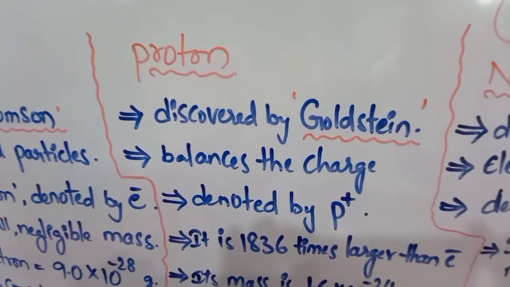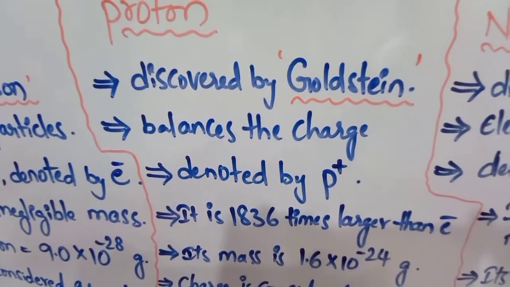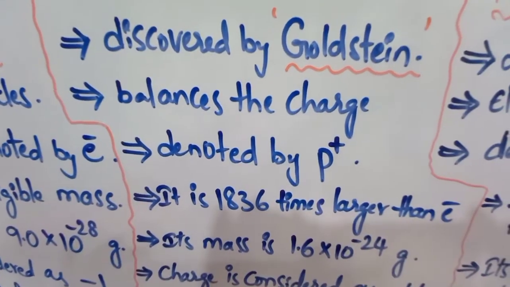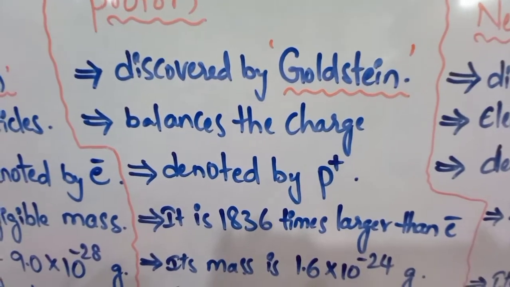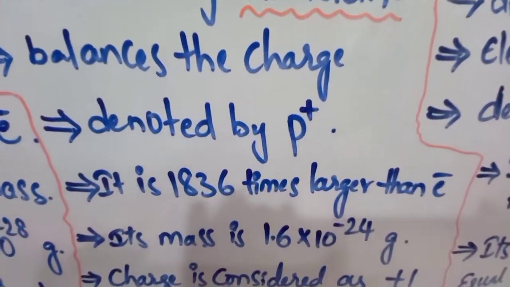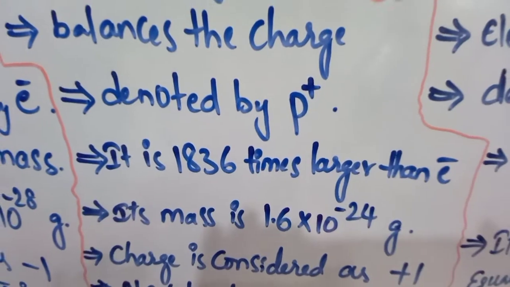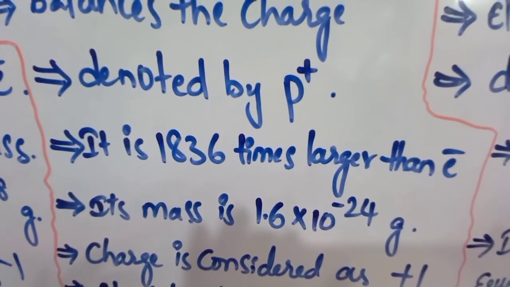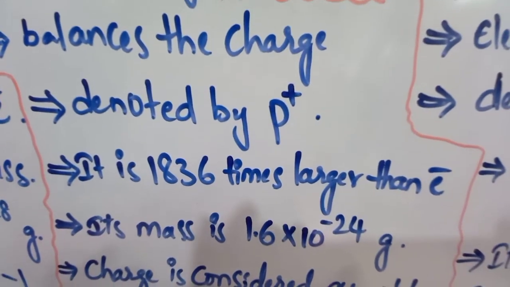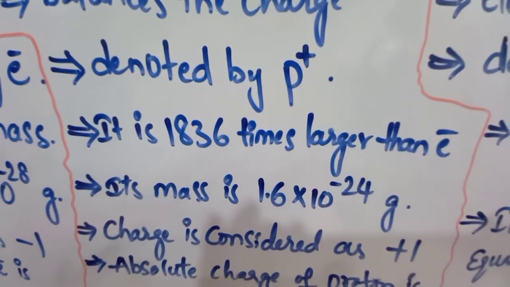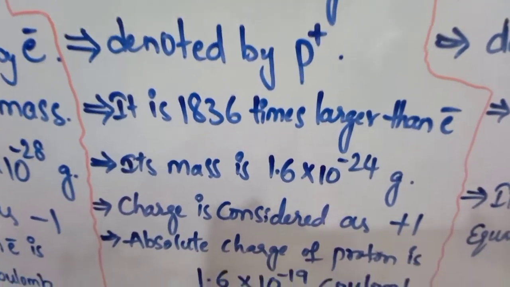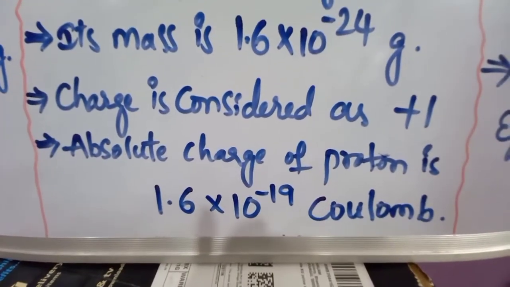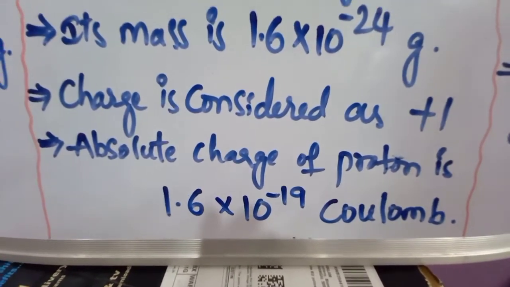Protons are denoted by p plus, as they are positively charged particles. A proton is 1836 times heavier than an electron. Therefore, its mass is 1.6 into 10 to the power of minus 24 grams. The charge of a proton is considered as plus 1, and the absolute charge of a proton is 1.6 into 10 to the power of minus 19 coulombs.